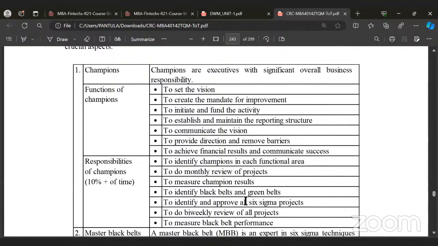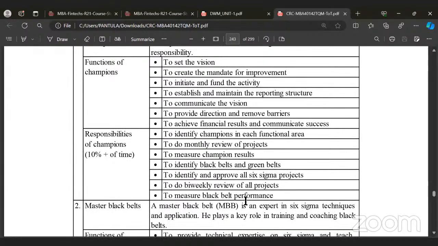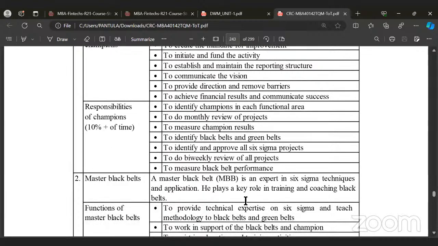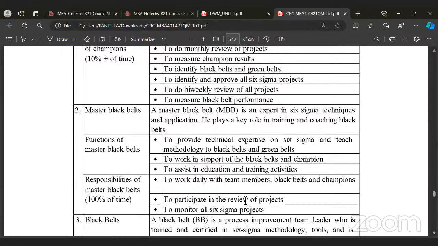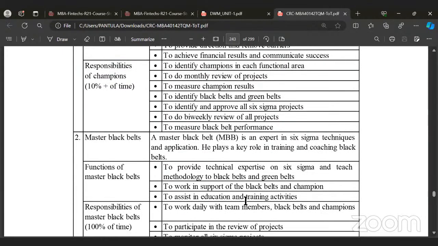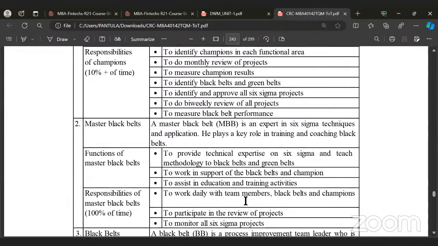Identify the champions of each functional area, hold a monthly review of projects, measure the champion results, identify black belts and green belts, identify and approve all Six Sigma projects, and hold a bi-weekly review of the project. Next, the master black belt: what are they going to do? A master black belt is an expert in Six Sigma techniques.